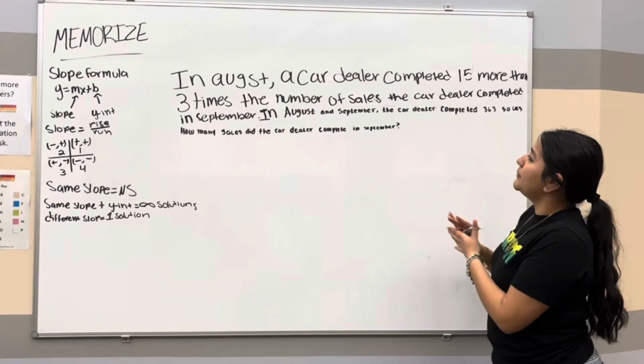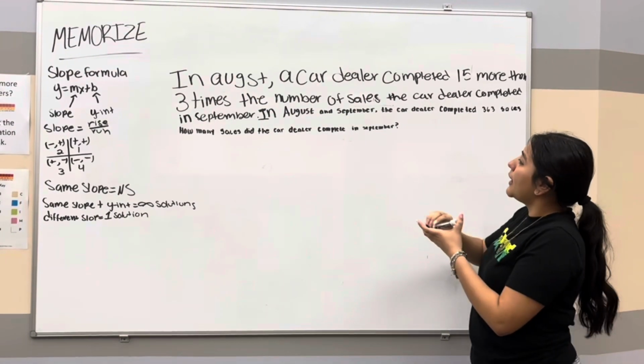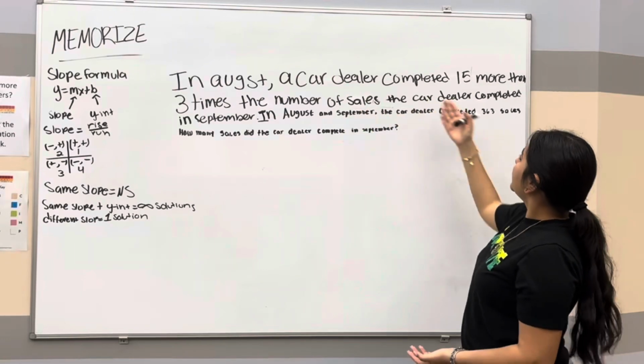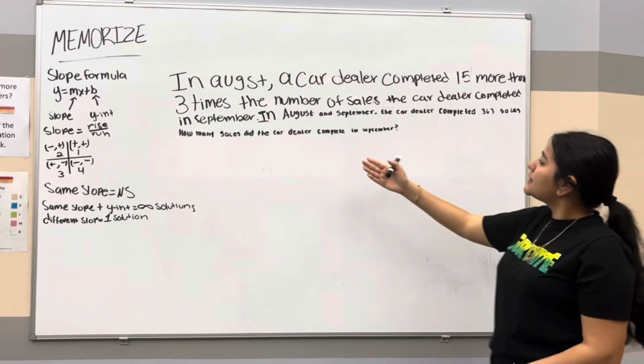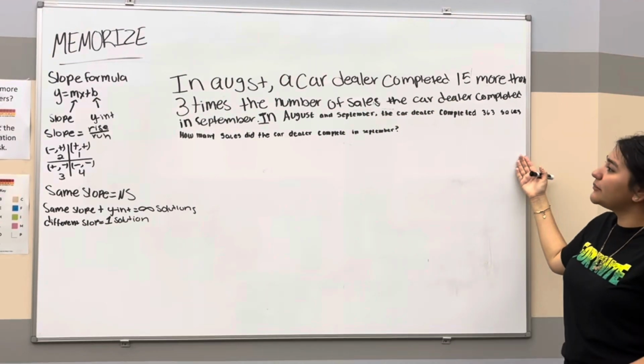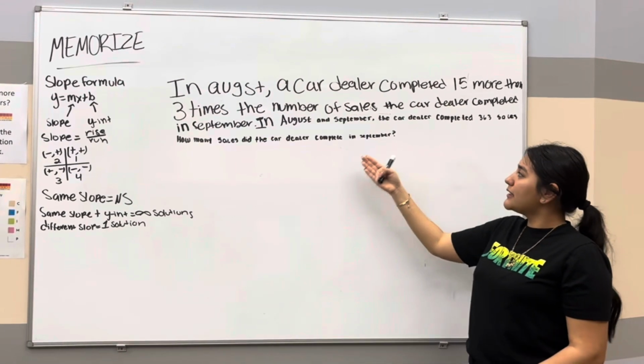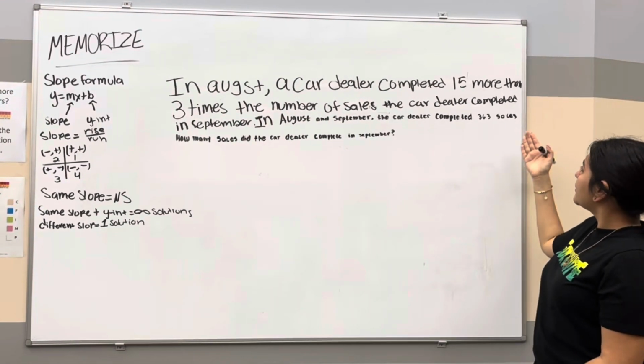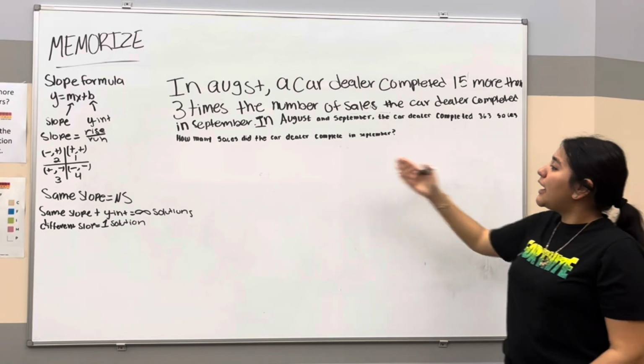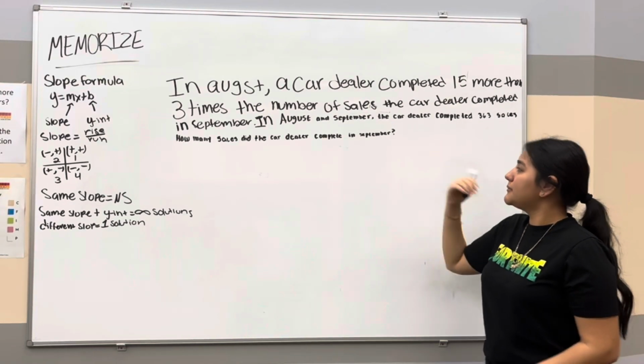The word problem is level hard. In August, a car dealer completed 15 more than 3 times the number of sales the car dealer completed in September. In August and September, the car dealer completed 363 sales. How many sales did the car dealer complete in September?